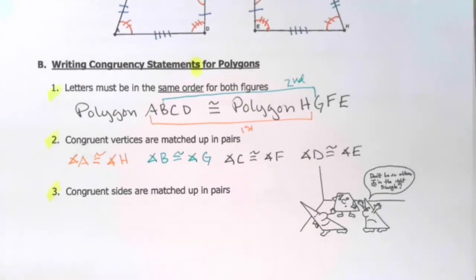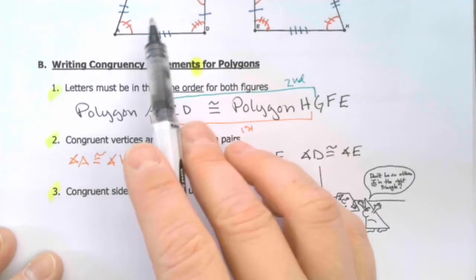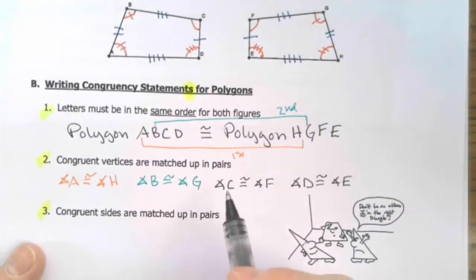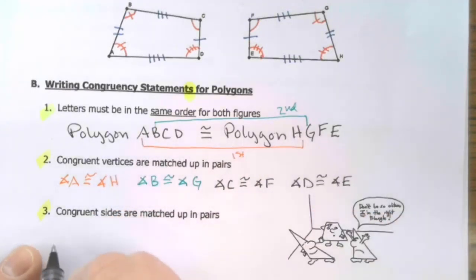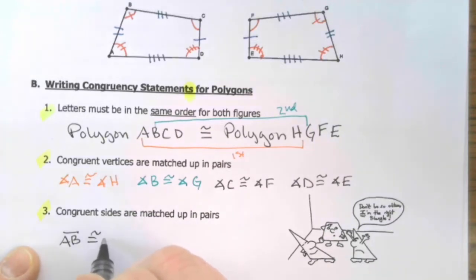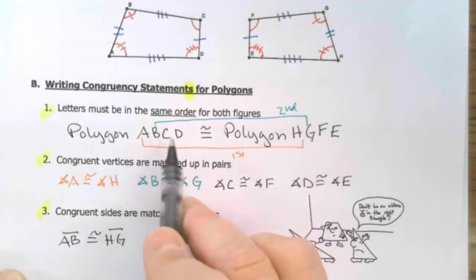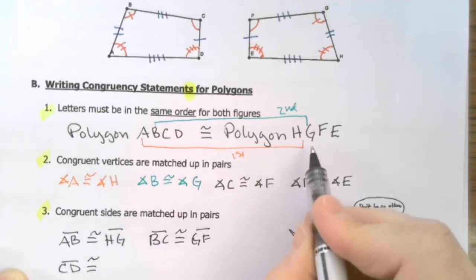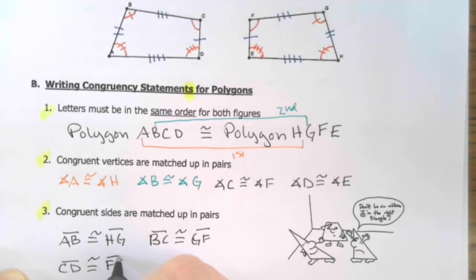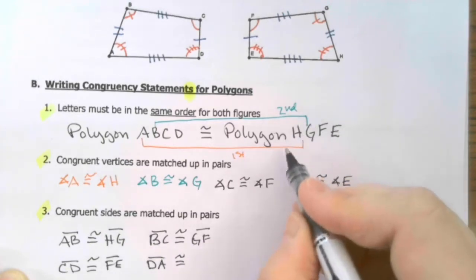Okay, let's do sides. And again, we've marked the sides, so we can go from the drawing or from the statement. Either way, I'm going to go from the statement just to show you how that would work. So AB is congruent to HG. Don't forget the bar for sides. So first and second, second and third: BC congruent to GF. Third and fourth, CD is congruent to FE. And then you go fourth back to first, DA congruent to EH.